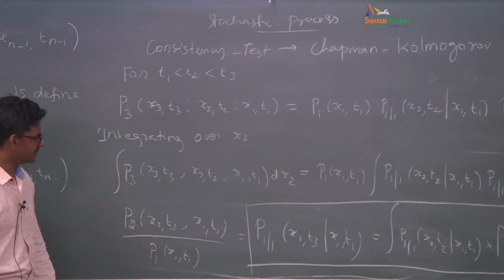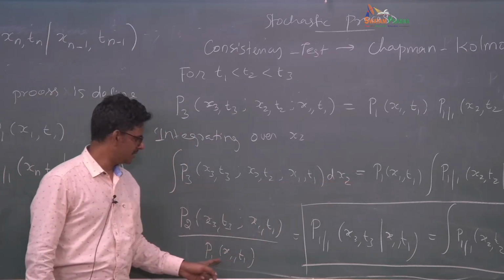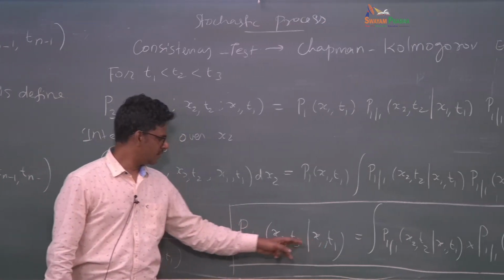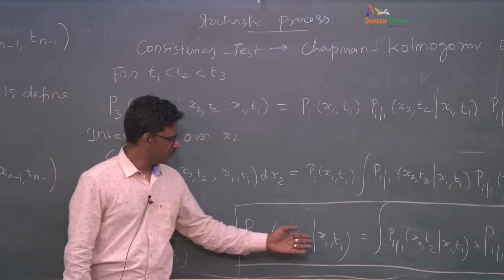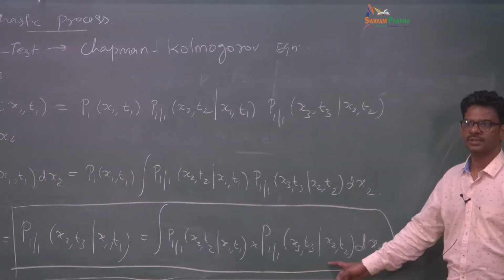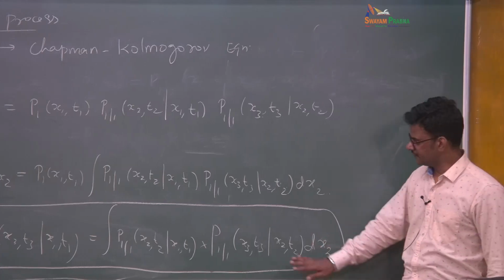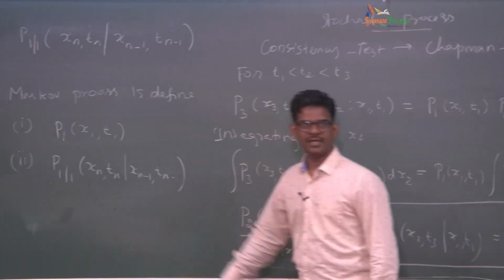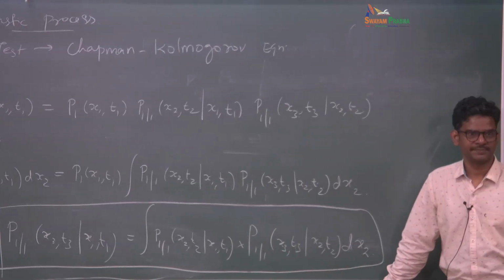Then what we get here is the marginal distribution function P2 divided by P1. This by definition is nothing but a conditional probability, given x1 t1, what is x3 t3. And now we are showing that that is nothing but a product of two transition probabilities integrated over all x2 possible values. If the conditional probability that we have defined here satisfies this equation, then we say this is a true Markov process.